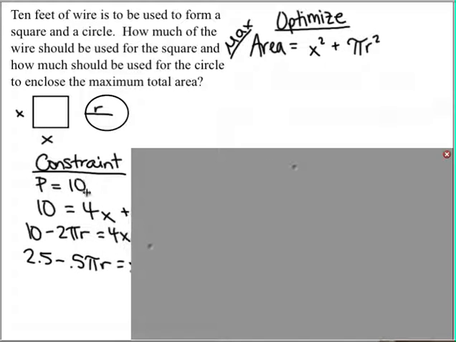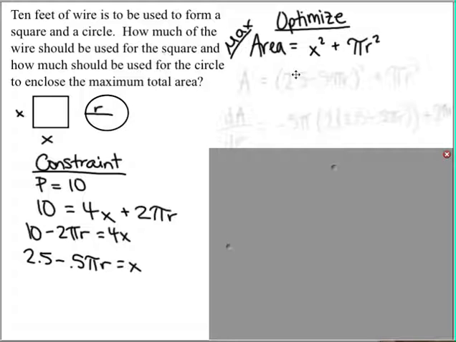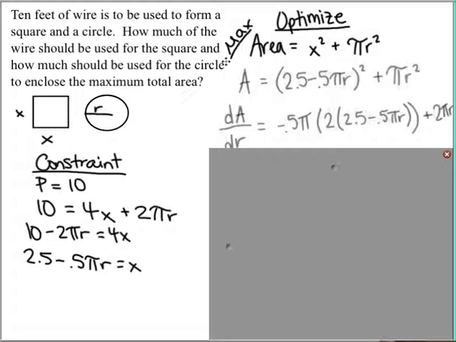So the perimeter is 10, and I set that equal to the two perimeter equations of the square and the circle, 4x plus 2 pi r, and then get one of the variables by itself. In this case I got x by itself in terms of r. I subtracted 2 pi r and divided by 4, and I ended up with 2.5 minus 0.5 pi r equals x. When I substitute that into the area equation, I get (2.5 minus 0.5 pi r) squared plus pi r squared.